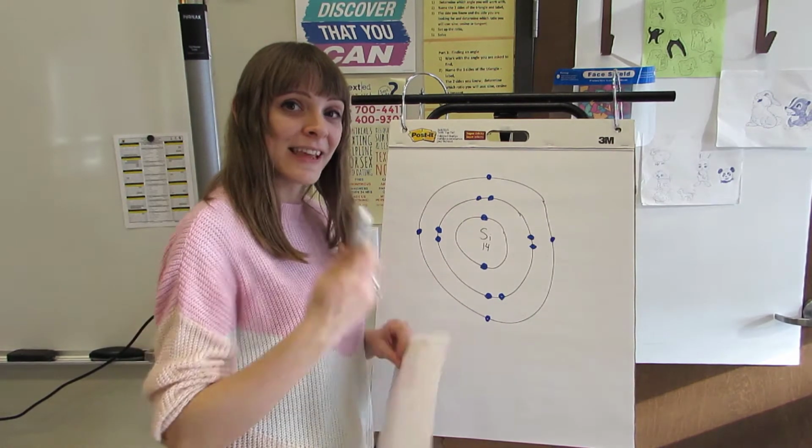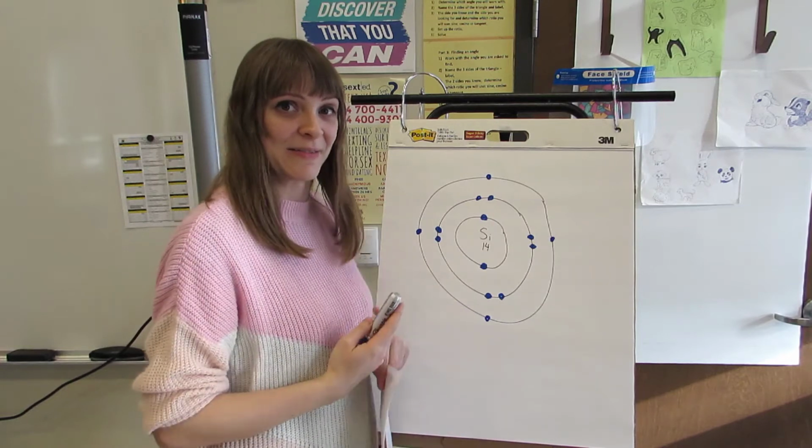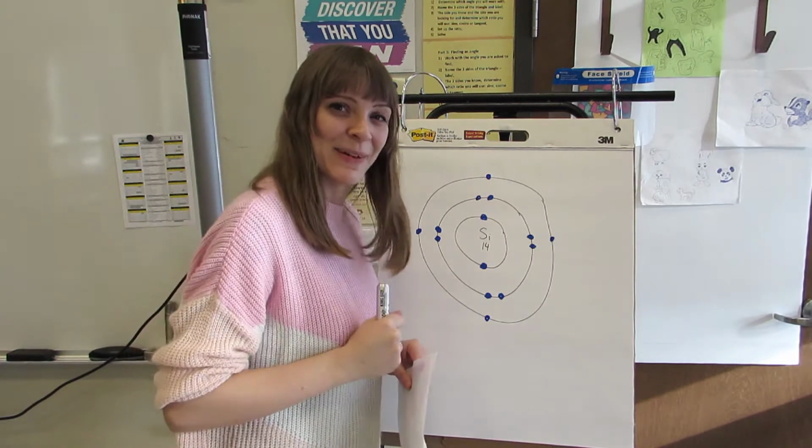And there you have it. Here is the Rutherford Bohr model of silicon. Let's take a look at another example.